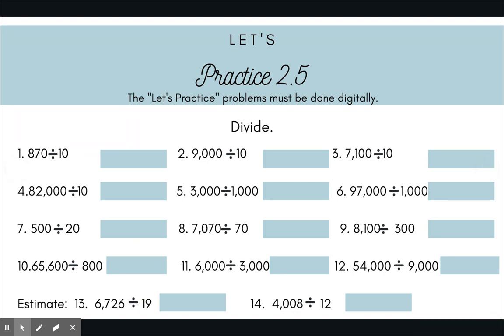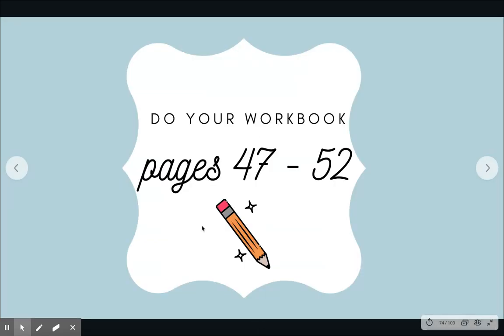And after you're done with your guided learning problems, you're going to go ahead and do the Let's Practice problems digitally. And then when you're done with those practice problems, your teacher will correct them and let you know if you can go ahead and do your workbook independently, or if you will be coming to small group to get a little bit of extra support working on your workbook and getting some reteaching. When you're all done with that, you'll do your workbook, pages 47 to 52.